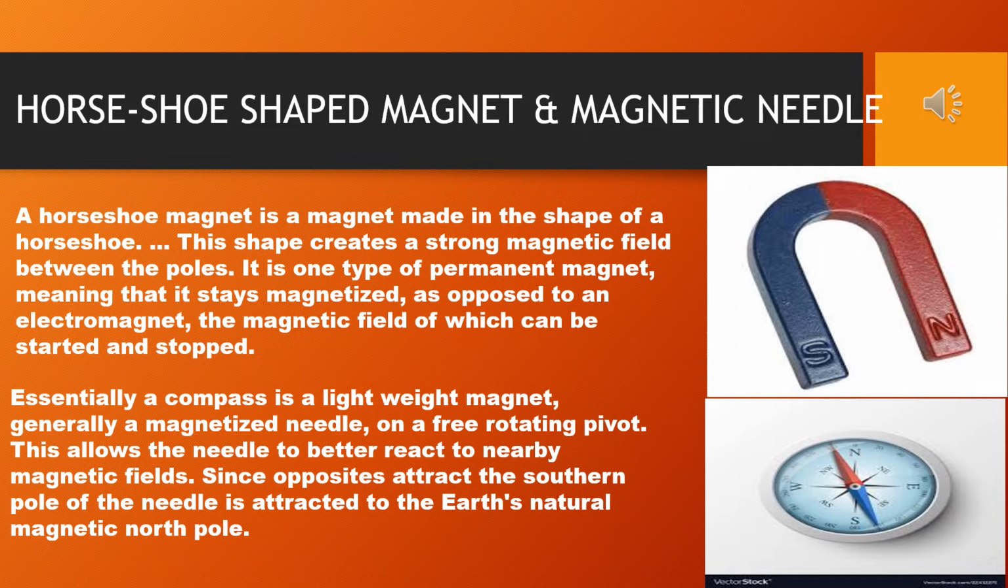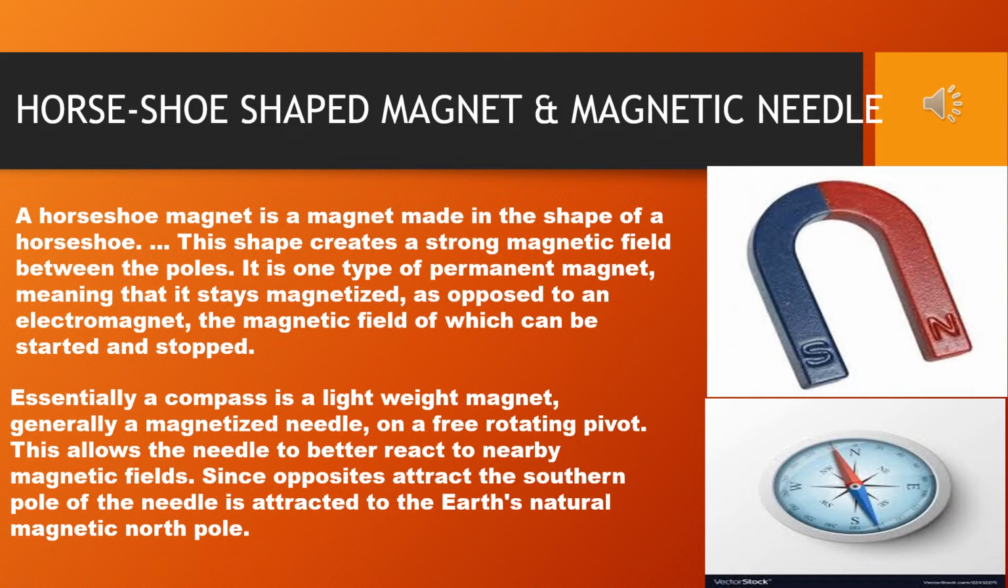Magnetic field, what is magnetic field? I'm using this word frequently, but what is magnetic field? That means around the two poles of any magnet, there is a field in which magnetism is greatest. So this field is called magnetized field or magnetic field.